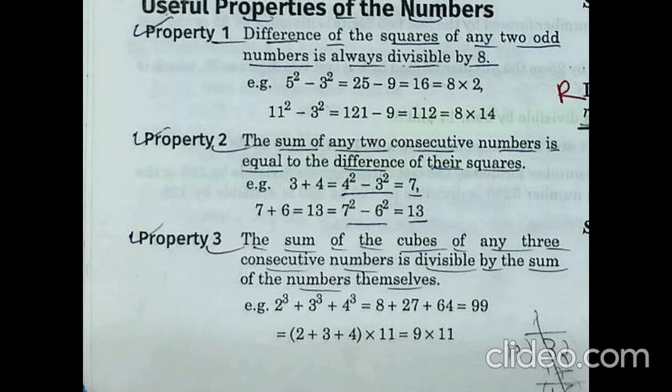Now property 3. What is the third property? The third property says the sum of the cubes of any 3 consecutive numbers is divisible by the sum of the numbers themselves, right? For example, 2 cube plus 3 cube plus 4 cube is equal to 99, right? So this is it.